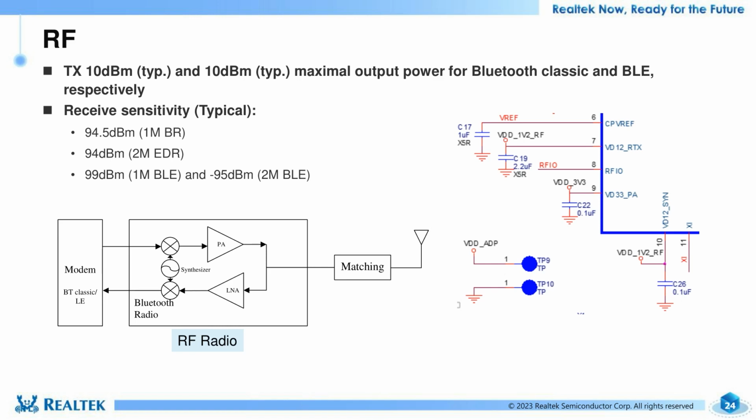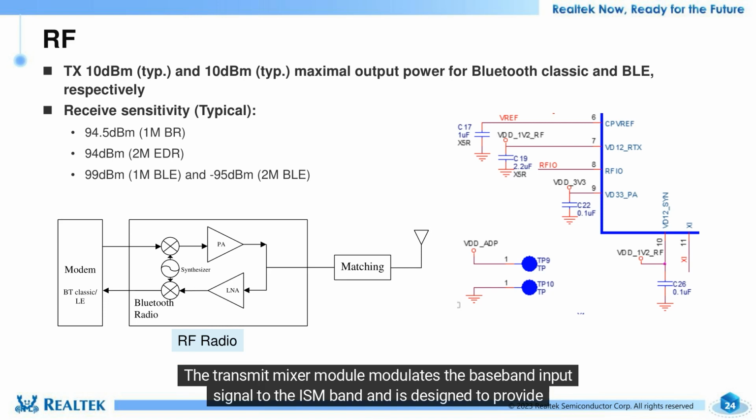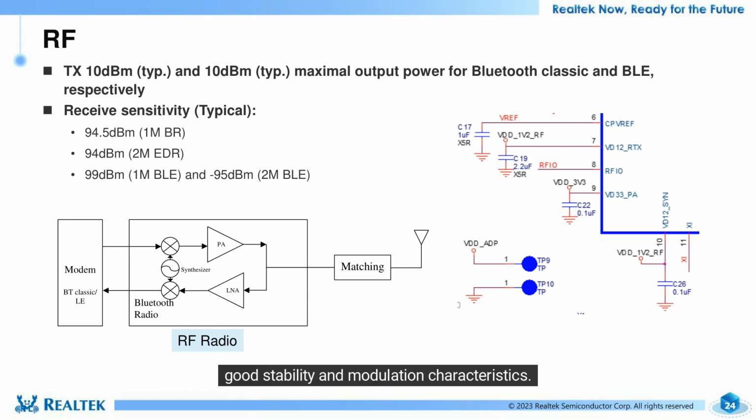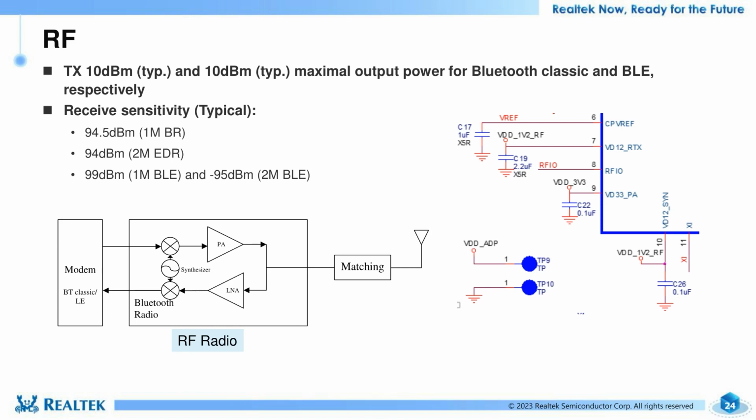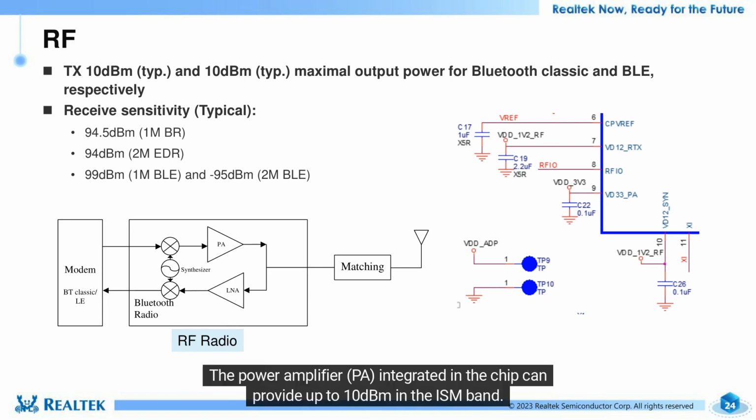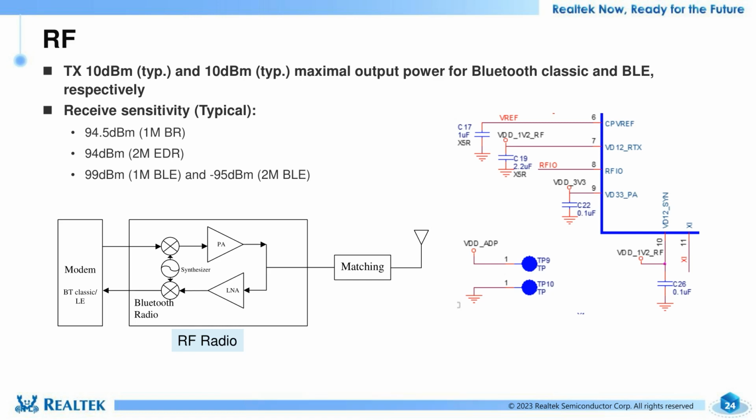Transmitter. The transmit mixer module modulates the baseband input signal to the ISM band and is designed to provide good stability and modulation characteristics. The power amplifier, PA, integrated in the chip can provide up to 10 dBm in the ISM band.